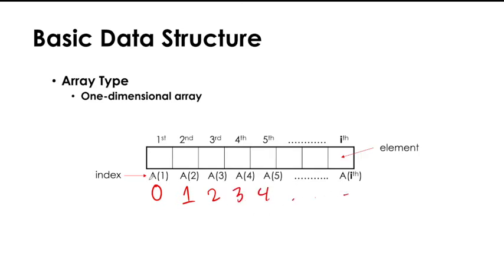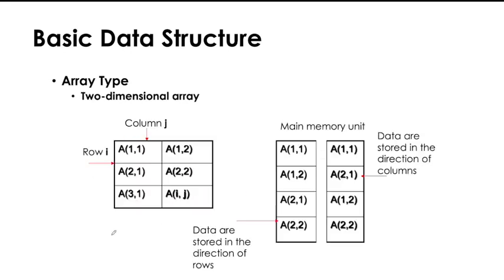But for the sake of this diagram, it started with A1 because we assume that this is int array R. That's how they created this array. Alright, next we have a two-dimensional array. It looks more like a spreadsheet now, or like a table.